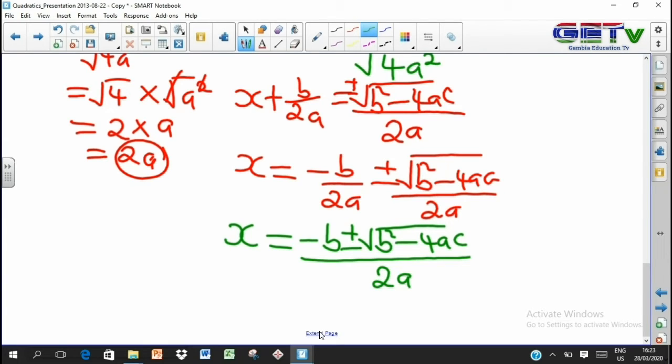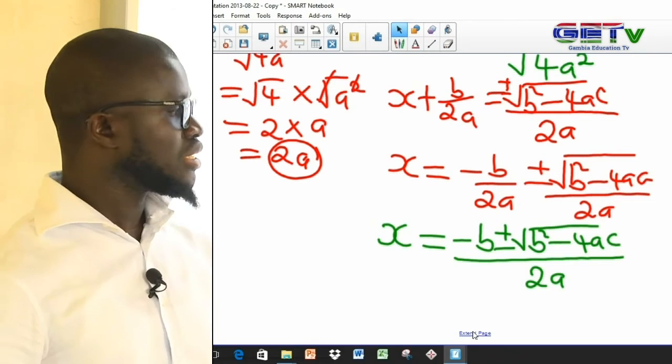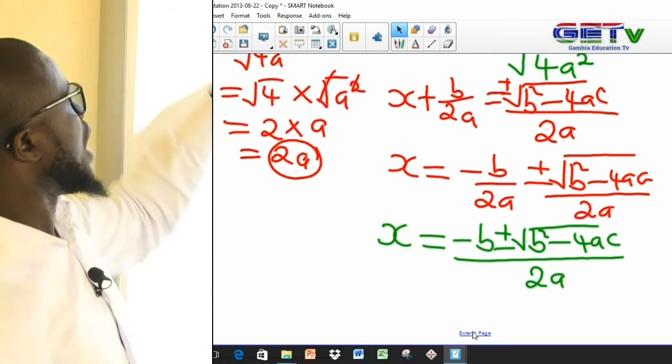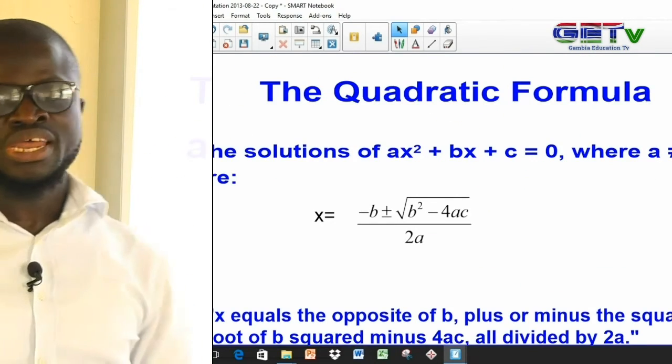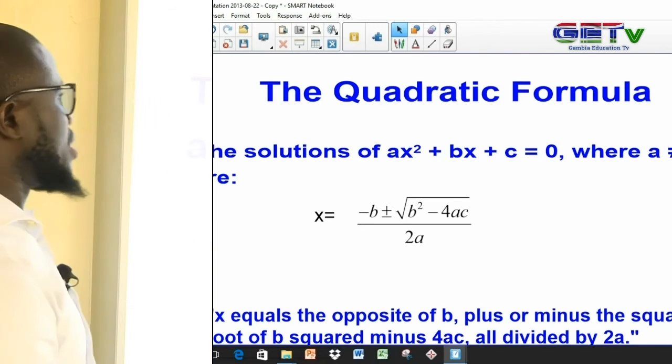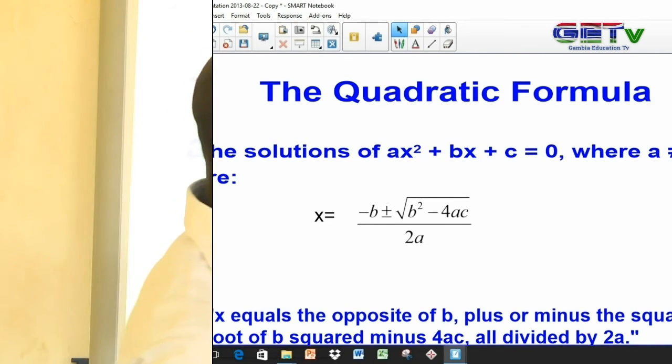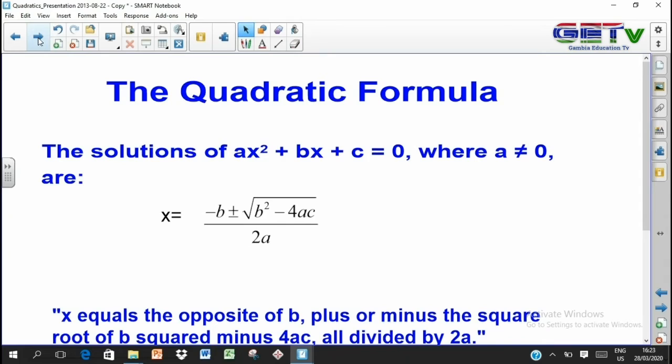Now, if you look at this, those of you who must have come across the formula somewhere will know that the formula used in solving any quadratic expression is always expressed in that way. And this will take us to the next slide, as you can see on the blackboard. The solution of ax squared plus bx plus c equals 0, where a is not equal to 0. Why must a not be equal to 0?